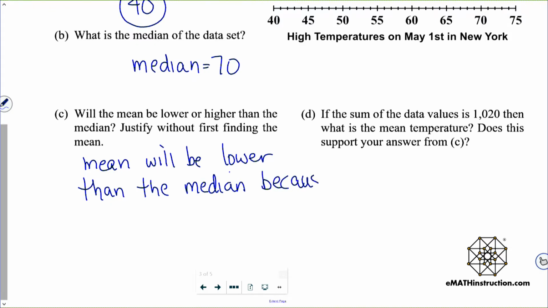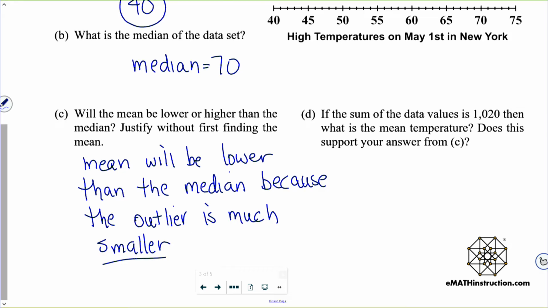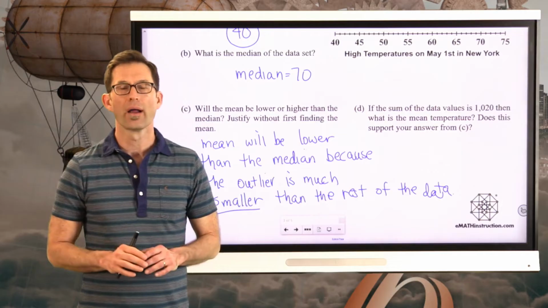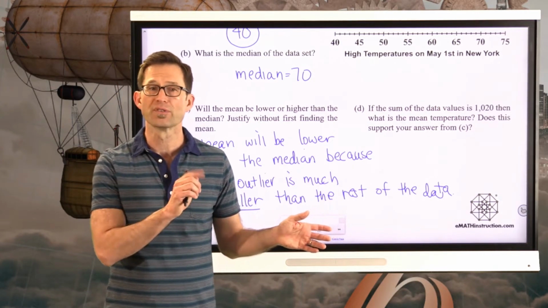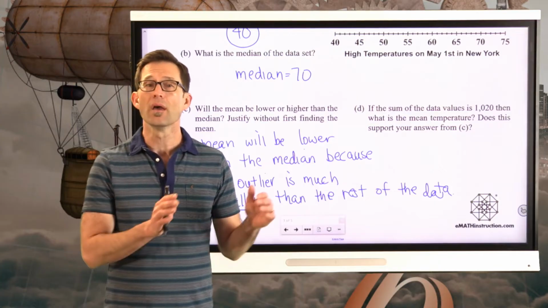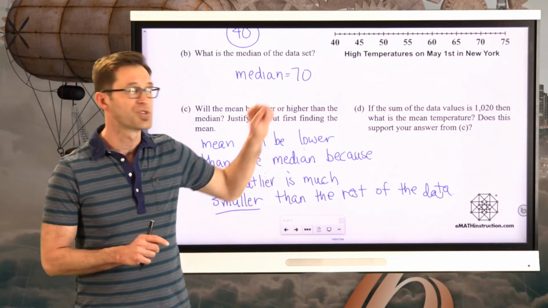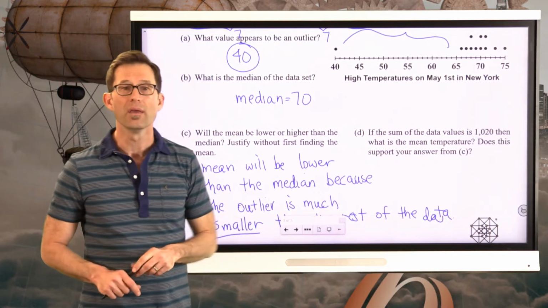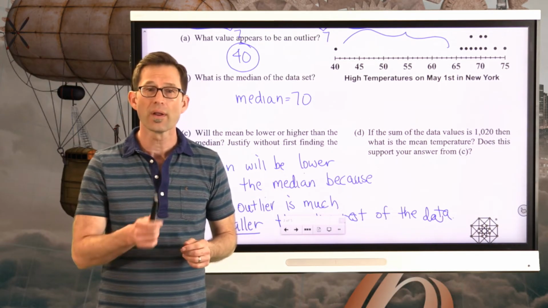because the outlier is much smaller than the rest of the data. Whenever the outlier is far above the rest of the data, like we saw in exercise 1, the mean tends to be higher than the median. When the outlier is much smaller than the rest of the data, then the mean tends to be lower than the median. But you don't have to take my word for it.